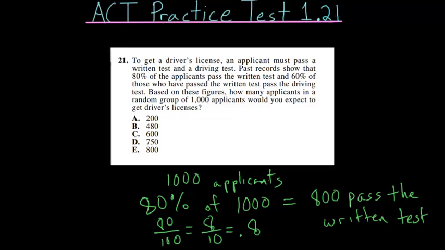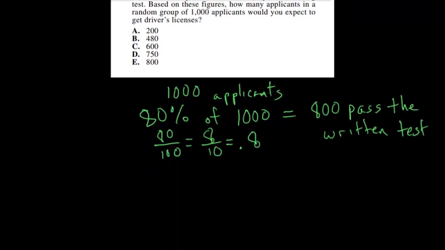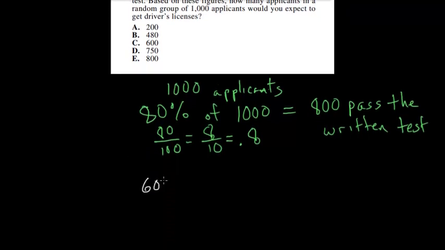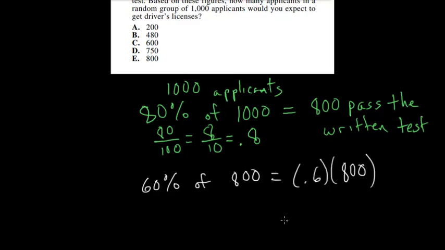Now, out of those who pass the written test, 60% of those pass the driving test. So now we need to figure out what 60% of 800 is. So 60% is just 60 over 100, or 0.6. So we could rewrite this as 0.6 times 800. And when we do the calculation, what we're left with is 480.